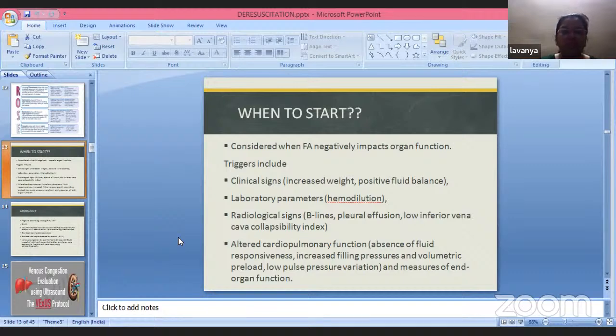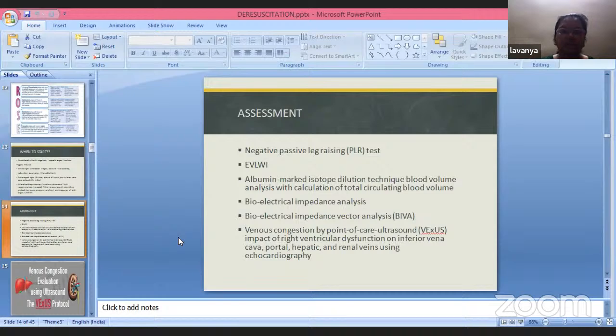So any of these can be the triggers, but do we have a clear trigger for when to start? All these techniques have shown benefit in assessing when to start fluid removal in previous studies. They have considered a negative passive leg raising test as the indicator to start fluid removal, mainly in renal failure patients. But it may not exactly tell us that a patient is fluid overloaded just because a negative passive leg raise is there.